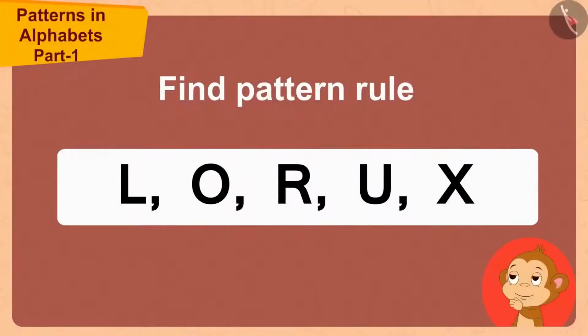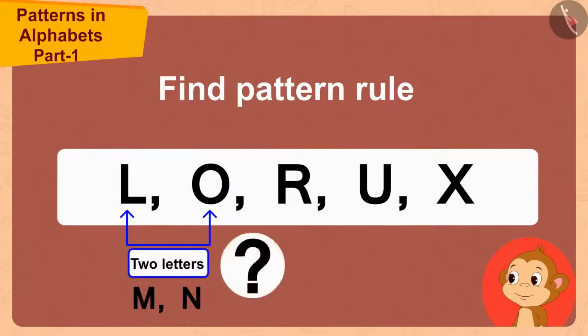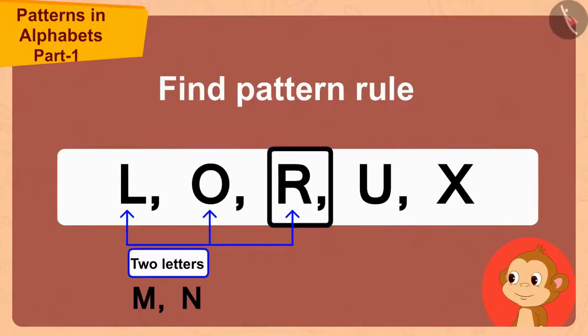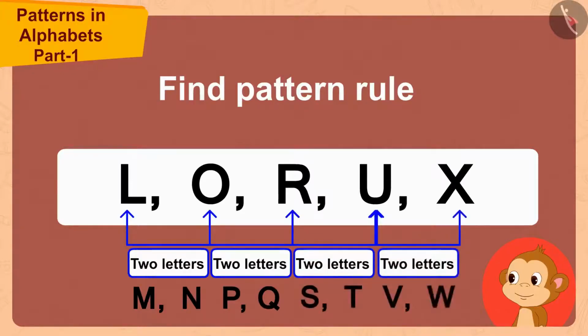The first letter of this pattern is L and the second letter is O. The difference between these letters L and O is of 2 letters. And how many letters difference is there between these letters O and R? Exactly 2 letters. Thus, the rule of this pattern is the difference of 2 letters between each letter and the letter preceding it.